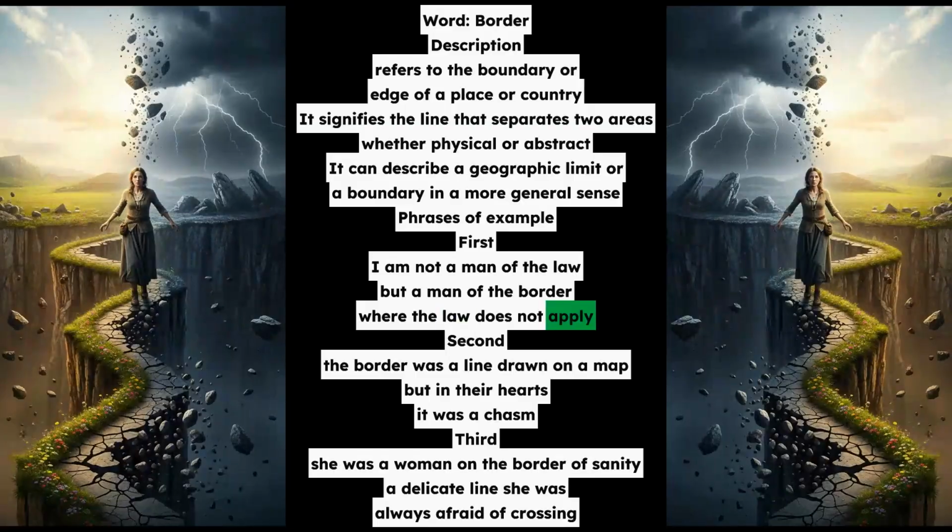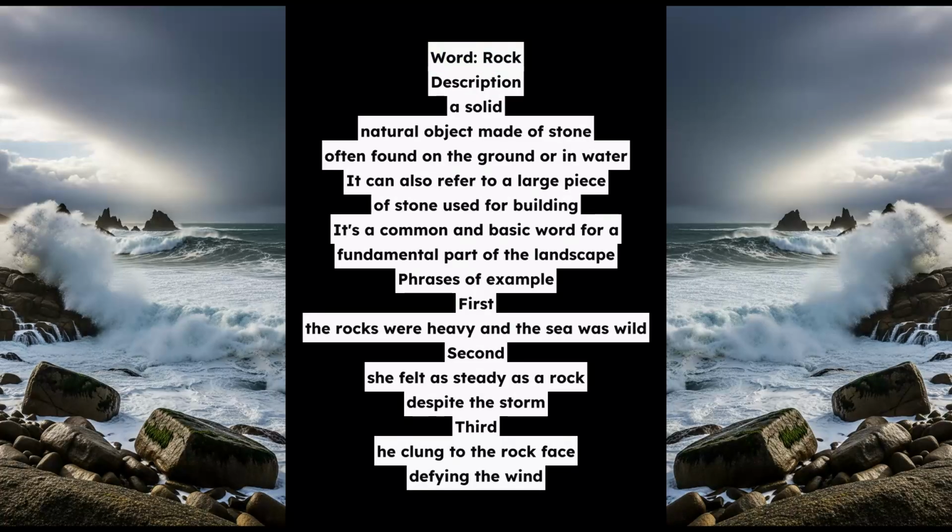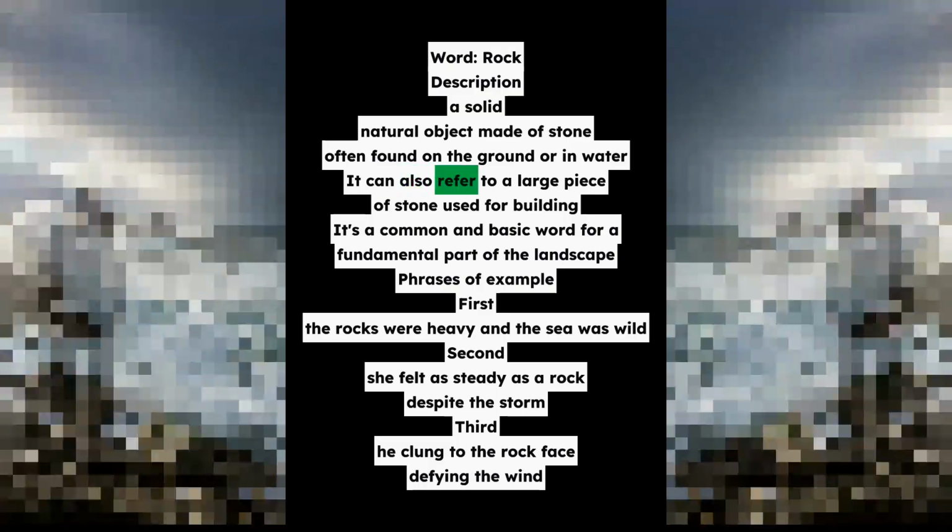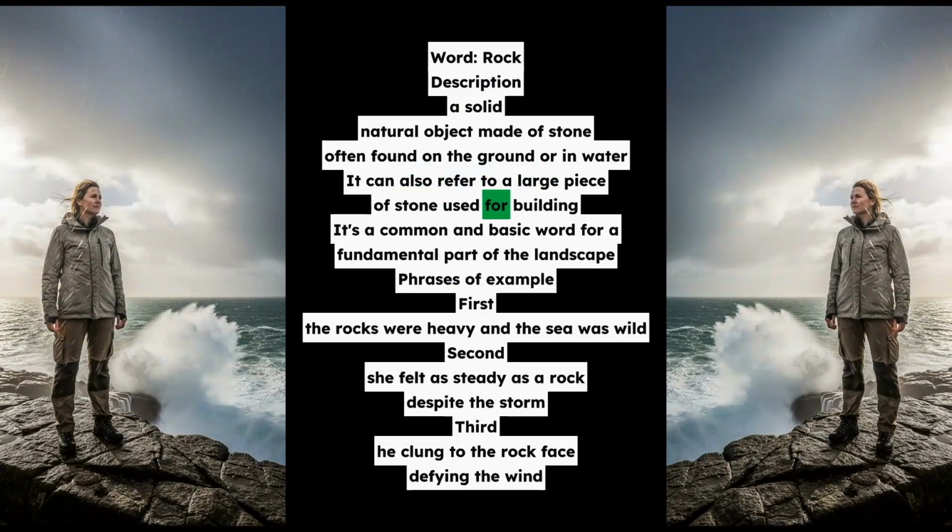Word: rock. Description: a solid, natural object made of stone, often found on the ground or in water. It can also refer to a large piece of stone used for building. It's a common and basic word for a fundamental part of the landscape. Phrases of example. First, the rocks were heavy and the sea was wild. Second, she felt as steady as a rock, despite the storm. Third, he clung to the rock face, defying the wind.